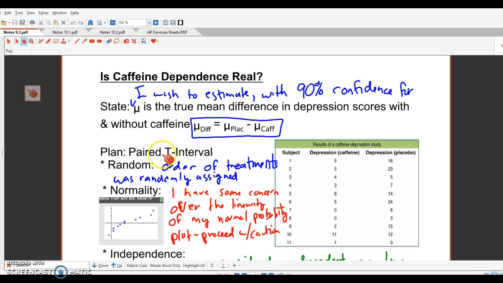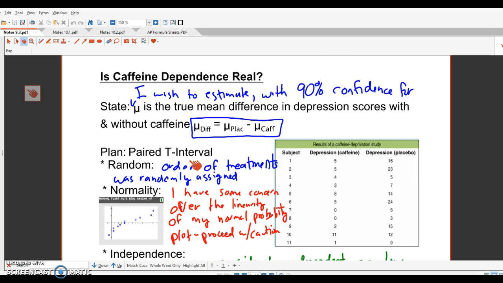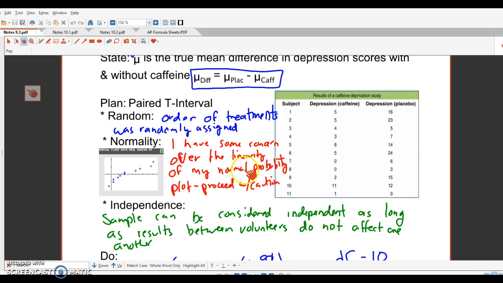The plan is to be a paired t-interval. If you just call it a one sample t-interval or even just t-interval, that would be considered fine in terms of naming the test. The order of treatments in this case, since it was 11 people who underwent both treatments, was randomly assigned. That is important. So not everyone had caffeine first. About half would get caffeine first, half would be on the placebo first.